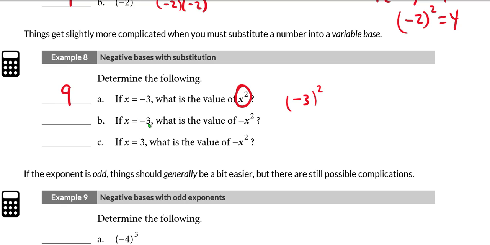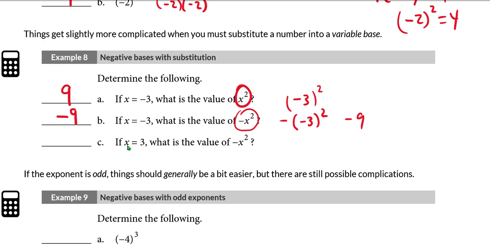If x equals negative 3, what is the value of negative x squared? Okay, so now what we are doing is similar to what we just did here, but now we have a negative out there on the front. So once we square that negative 3 and we get 9, this is going to become negative 9.